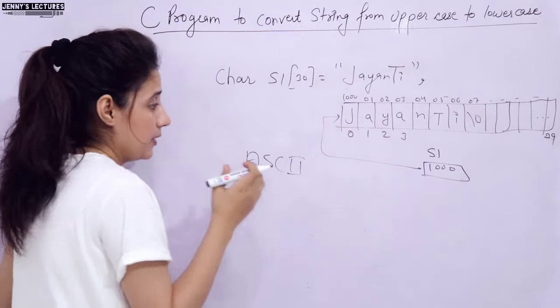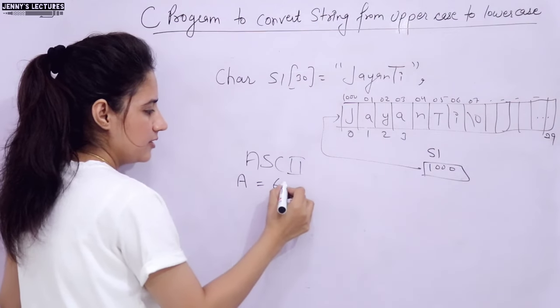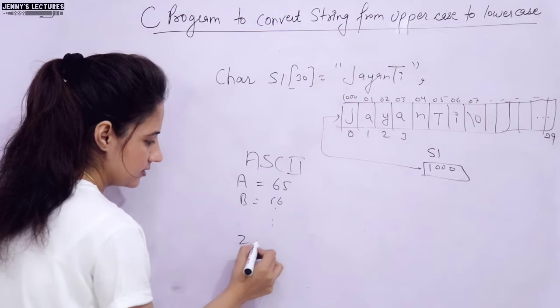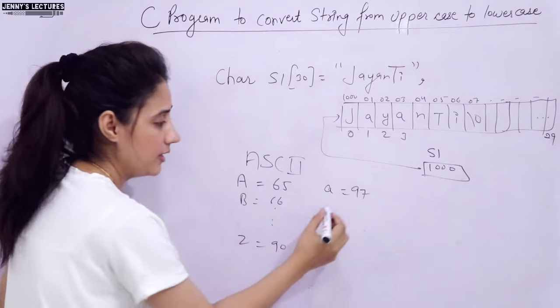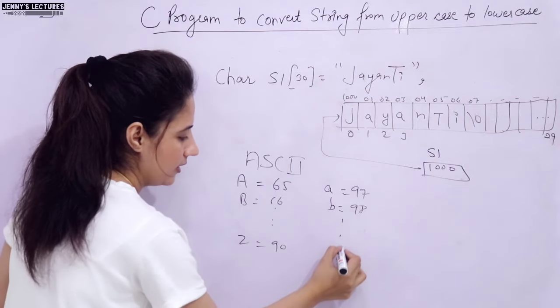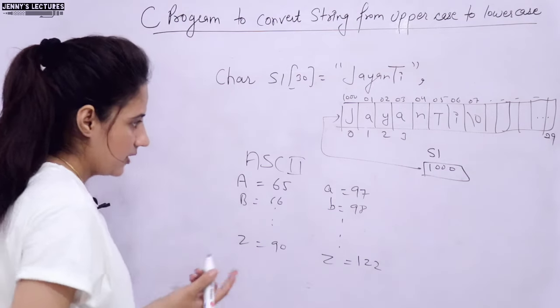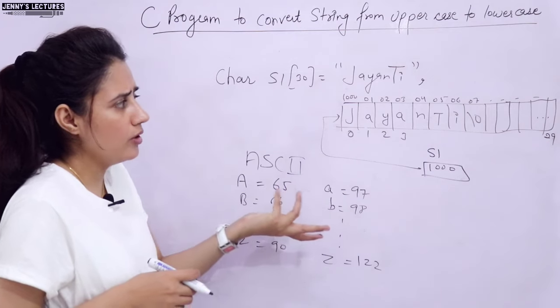So now see, the ASCII value of capital letters: capital A is 65, B is 66, and so on. Z is 90. Small a is what? 97, b is 98, and so on. Z is what? 122, I guess, right? Now see how you will convert, what logic you can write.